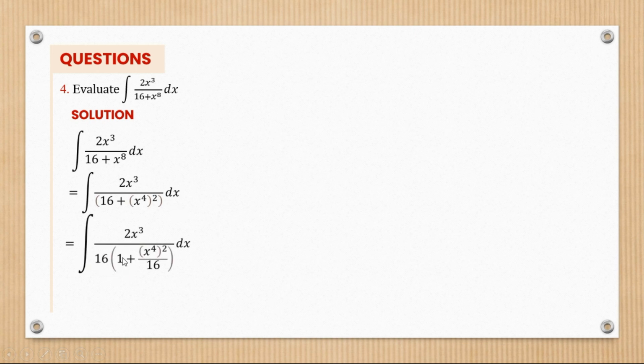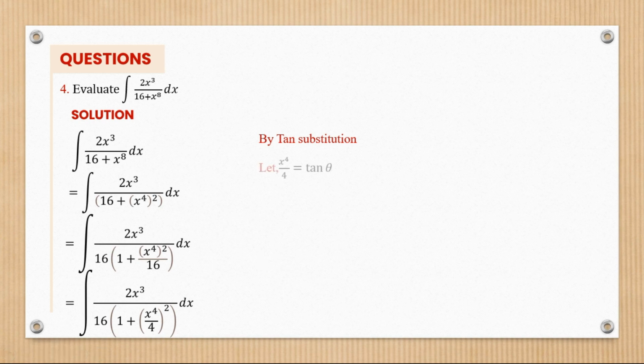So we have 16 into 1 plus x power 4 squared over 16. And then we know that 16 is the same as 4 squared. So now we can see that when we factorize, when we pull that out, we'll have x power 4 over 4 squared, as you can already see right there. And then by tan substitution, we're going to let x power 4 over 4 be equal to tan theta. So therefore, x power 4 shall be equal to 4 tan theta.